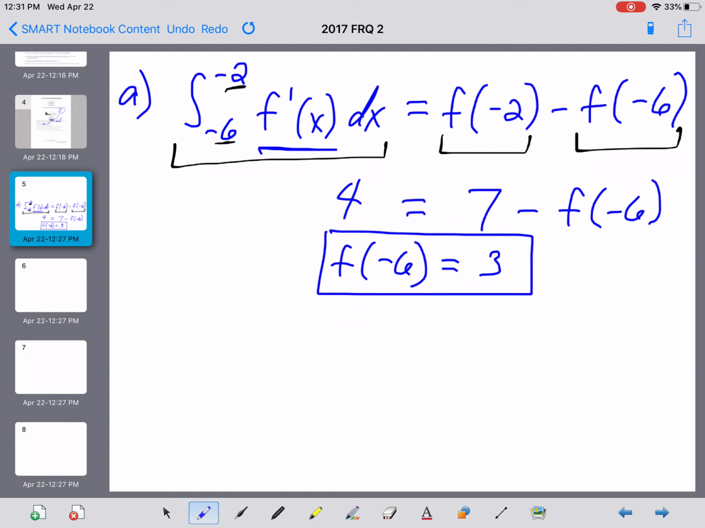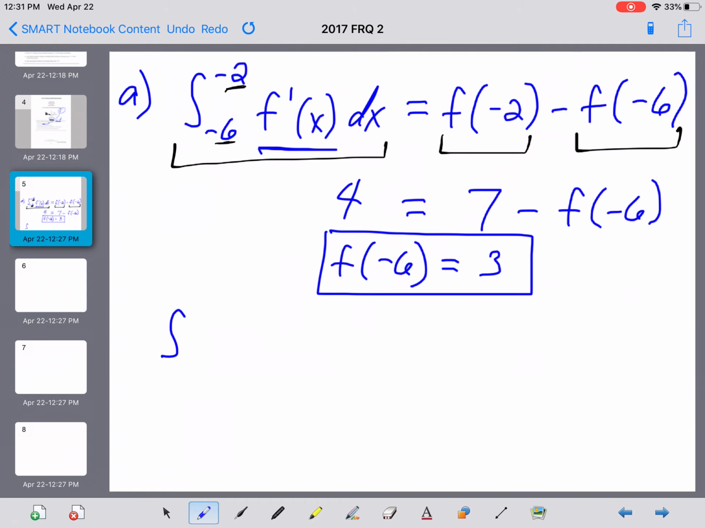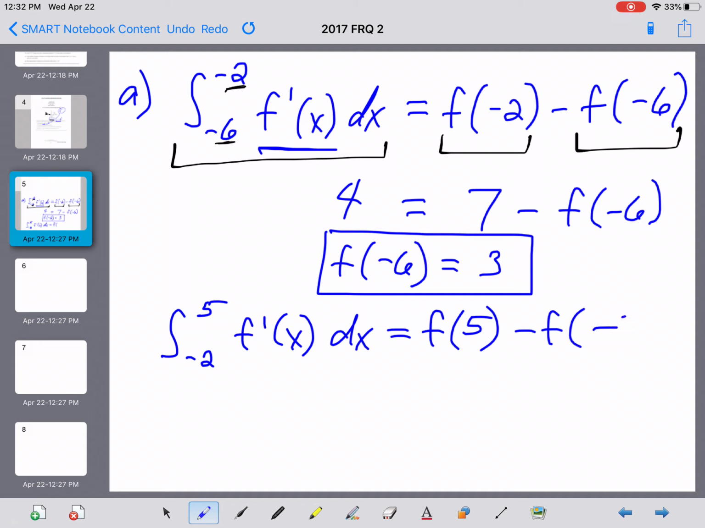And the second part, I think we're going to do the exact same way. We're going to do an integral here. Now let's see. This time we are looking for the value of f of 5. And we still want to use -2. That now becomes the lower limit of integration, and the 5 goes up on the top of f prime of x dx is going to equal f of 5 minus f of -2.